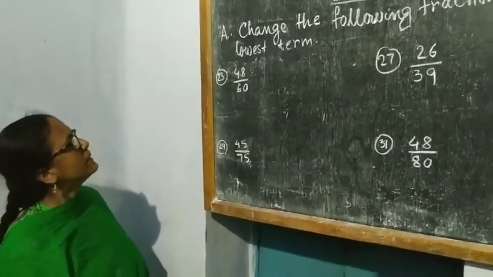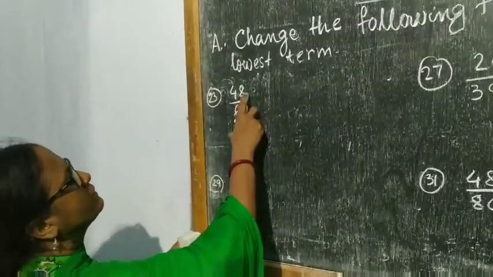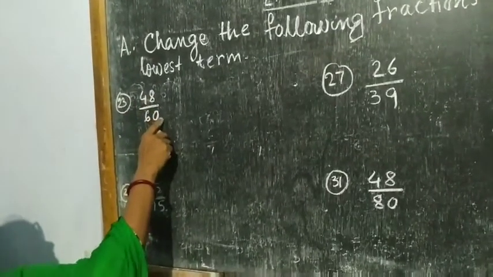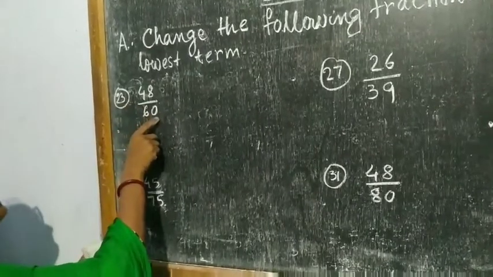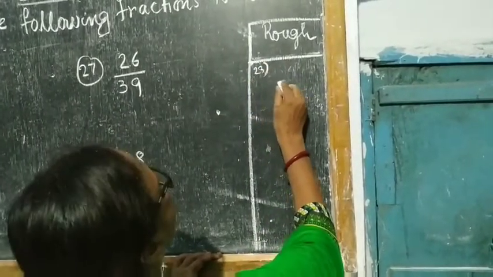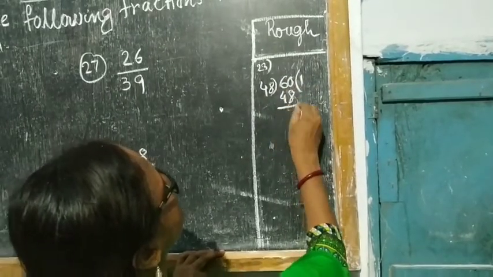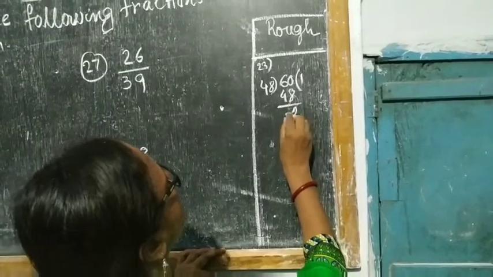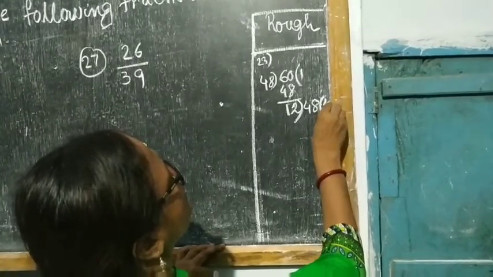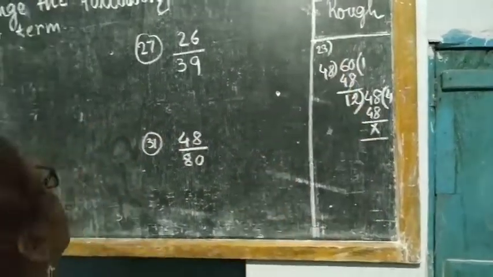Now children, let's do sum number 23. You have to write 48 by 60 in its lowest terms. First you take the HCF of 48 and 60. Which number is bigger, 60 or 48? 60 is bigger. So divide 60 by 48. 48 ones are 48. 10 minus 8, 2. 6 minus 5, 1. So again divide 48 by 12. 12 fours are 48. So 12 is the HCF of 48 and 60.